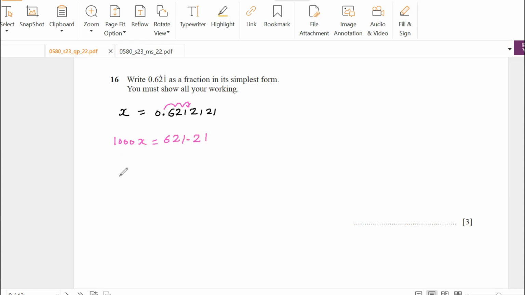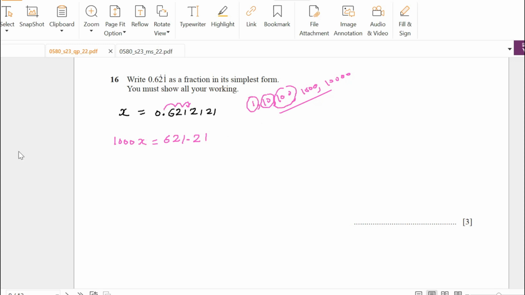That gives 621.21... After this, usually we multiply by 1, 10, 100, 1000, or 10,000. It depends upon the situation of the question. So once you multiply by 1000, now we have to multiply x by one of these, either 1, 10, or 100.